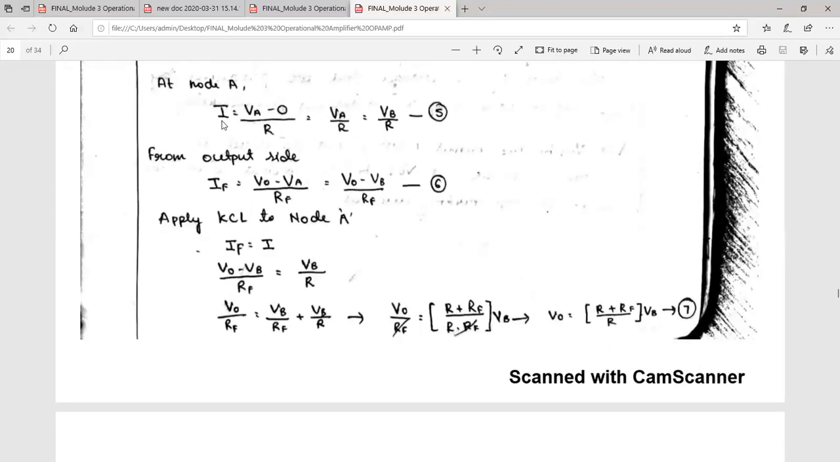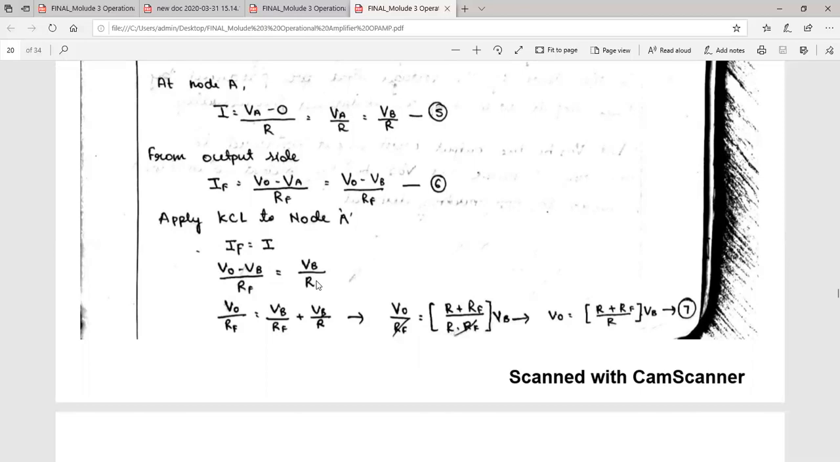At node A, I is equal to VA minus 0 by R, which is VA by R, which is equivalent to VB by R. And from the output side, current IF is equal to V0 minus VA by RF. So we know that VA is equivalent to VB by virtual ground. So V0 minus VB by RF. Now when you apply KCL at node A, IF is equivalent to I, which is nothing but V0 minus VB by RF, which is equal to VB by R.